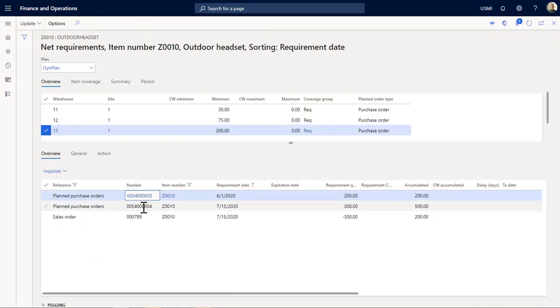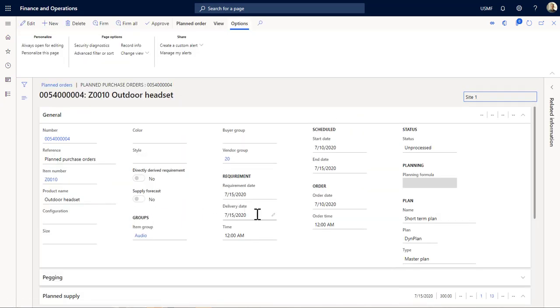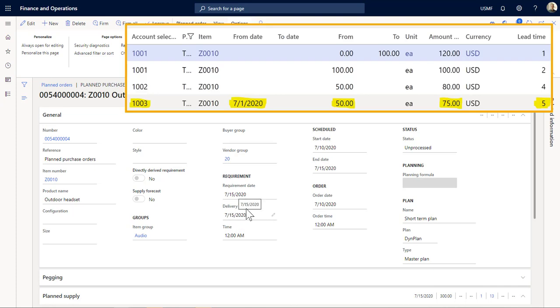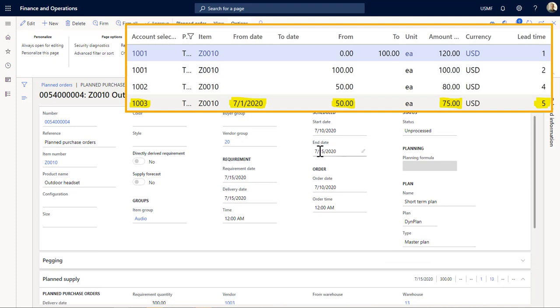And if I take the other one here, because I also created a sales order for this location with a date on the 15th of July. So you can see because we have optimized based on price, that goes to the vendor 1003 because he could offer it for $75. And here you see the lead time of the 5 days that we have there between the 15th and the 10th.